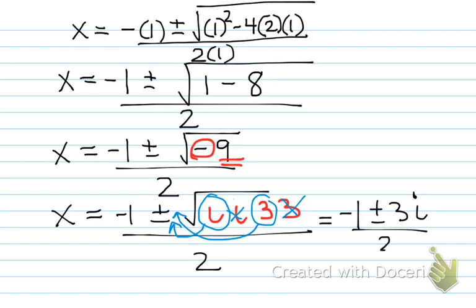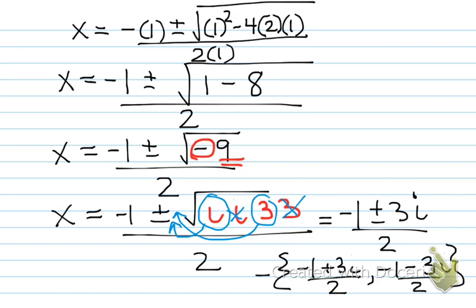And so therefore, our solution set is negative 1, be sure to split them up, plus 3i over 2, and negative 1 minus 3i over 2. And there's our solution set.